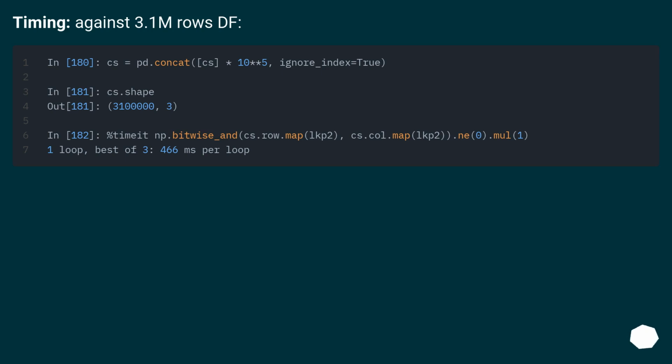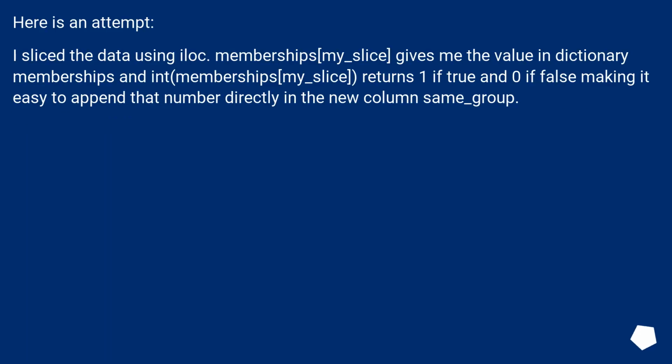Timing, against a 3.1 million rows df. Here is an attempt. I slice the data using iloc. Memberships my_slice gives me the value in dictionary memberships, and in memberships my_slice returns 1 if true and 0 if false, making it easy to append that number directly in the new column same_group.